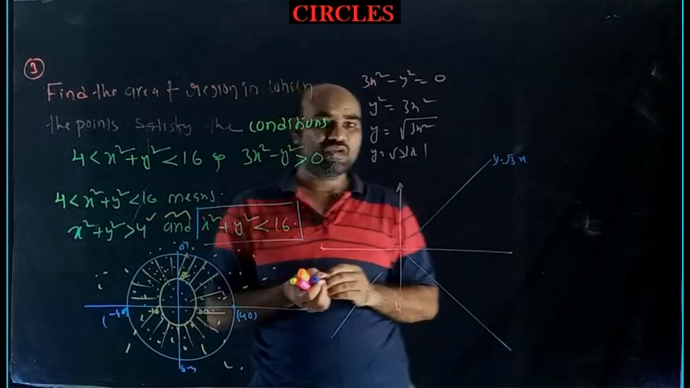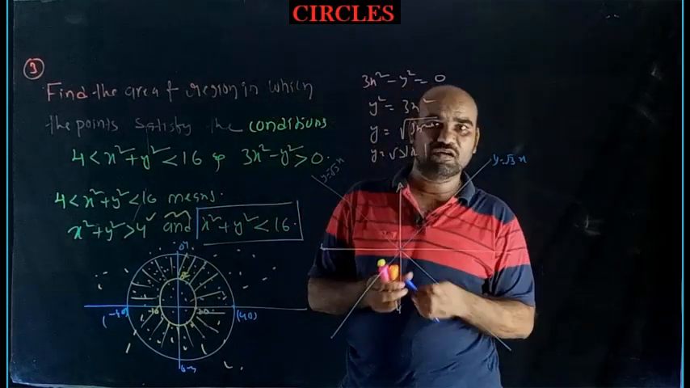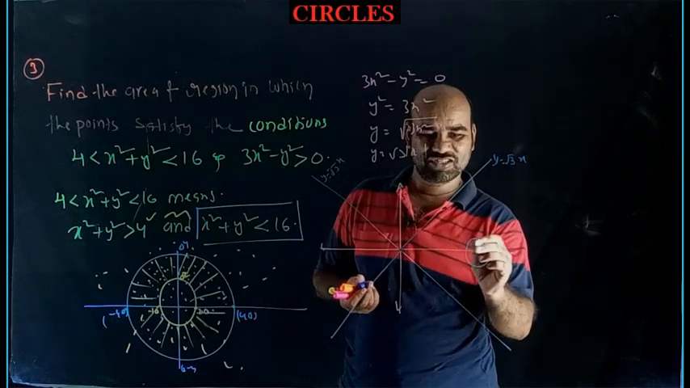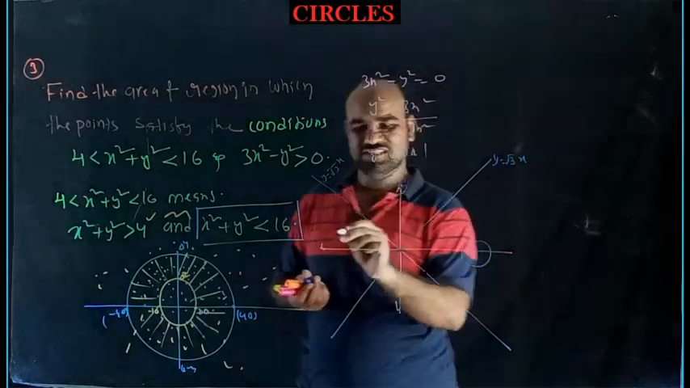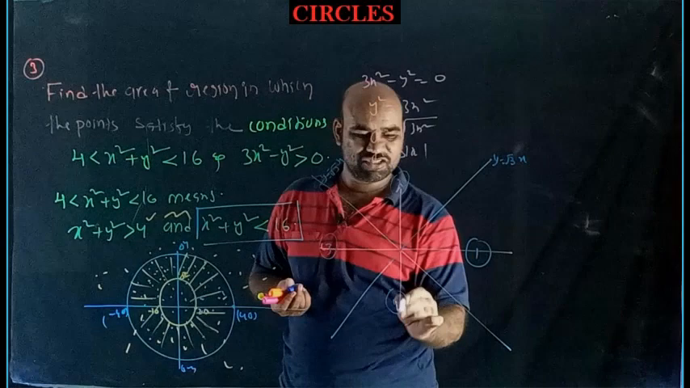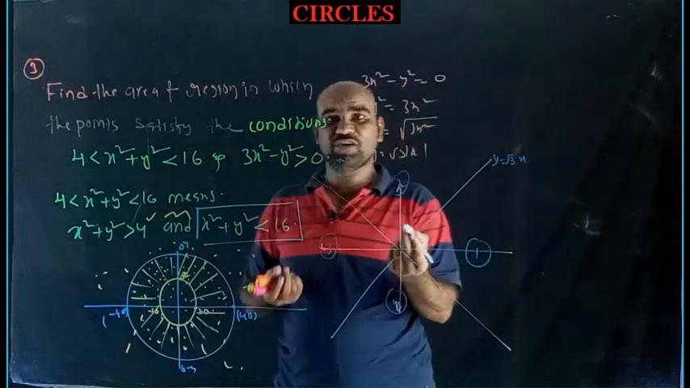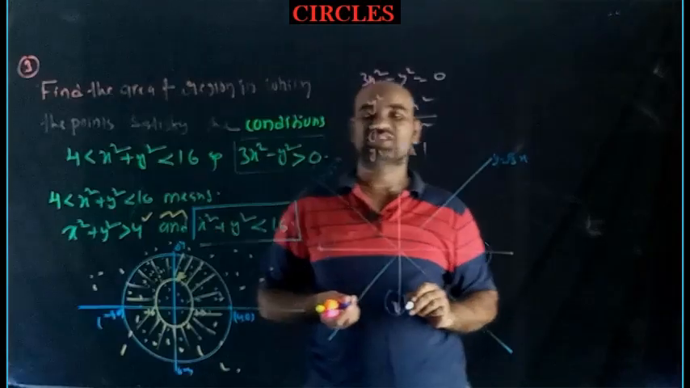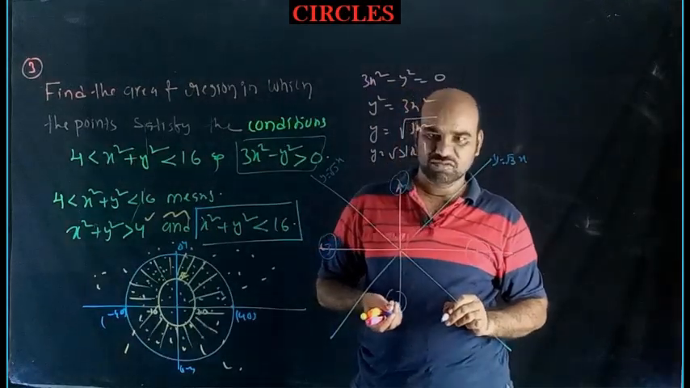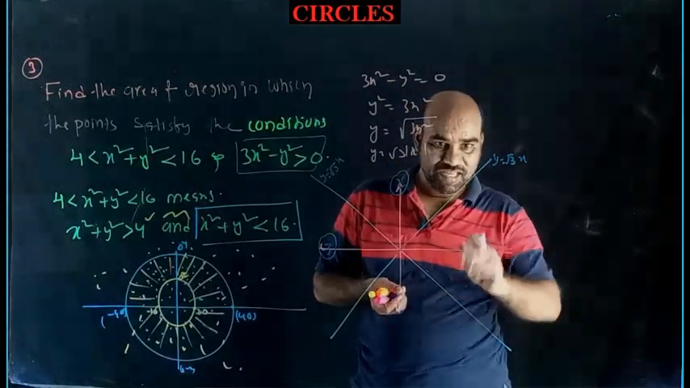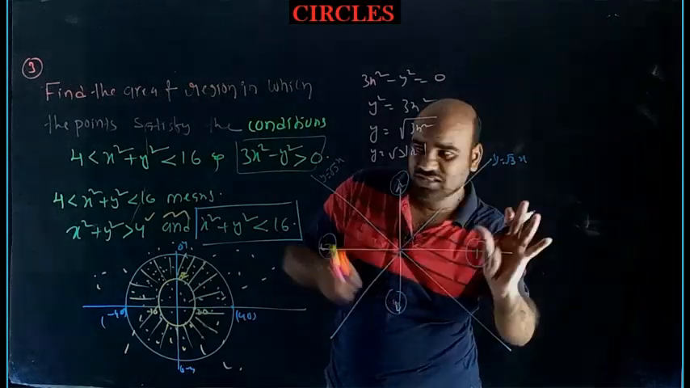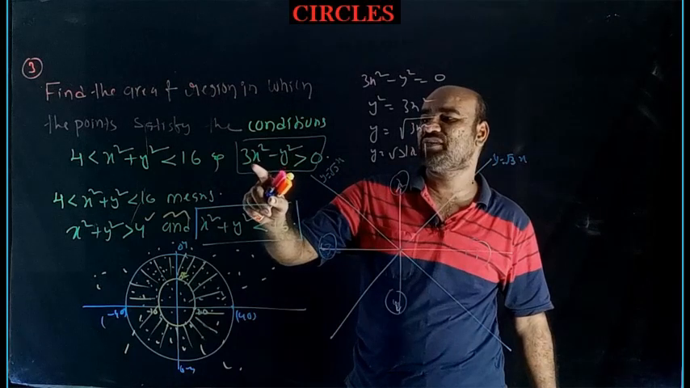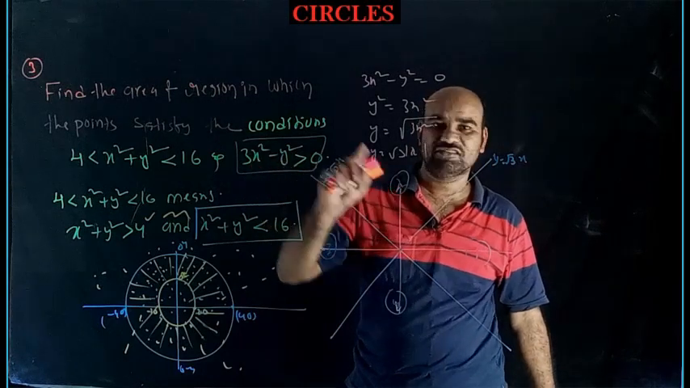Now these two lines divide the total coordinate plane into 4 regions. This is the first region, this is the second region, this is the third region, fourth region. Any one of them or more than one will be satisfied by 3x² − y² > 0. We want to identify. Take any one point in this area and substitute here. If it satisfies, the total area will satisfy 3x² − y² > 0.